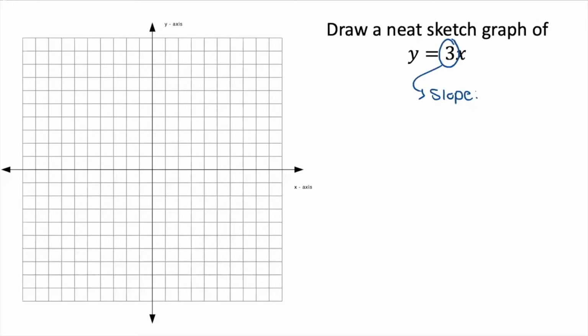We see that the slope or the gradient is 3, so we say that m is equal to 3. And because that's positive, we know that it's increasing. And then we have to look at the y-intercept, but there is no plus c. So we realize that it actually just means that it's plus 0. So that 0 is the y-intercept.